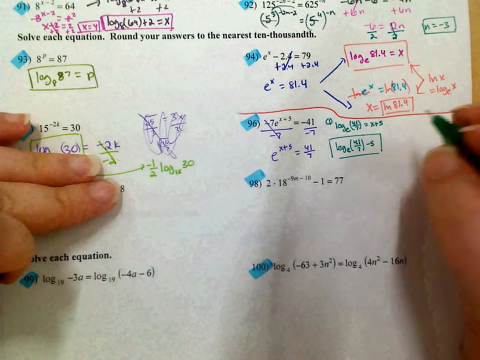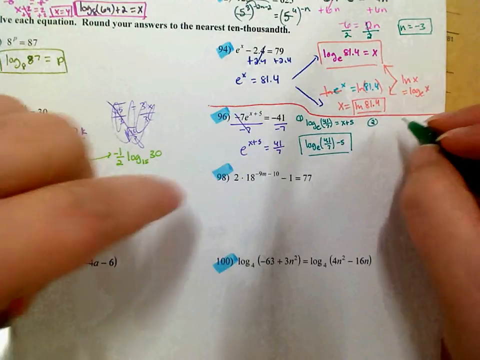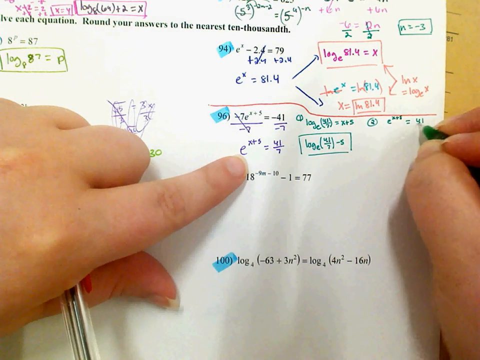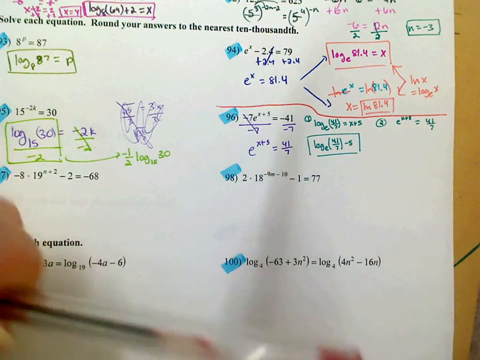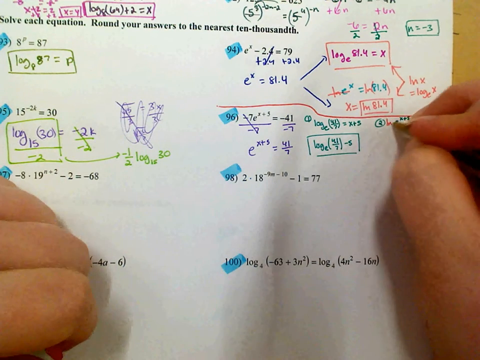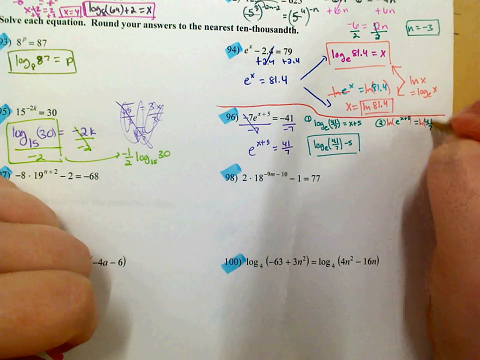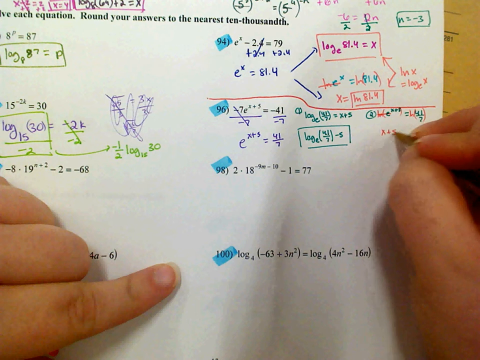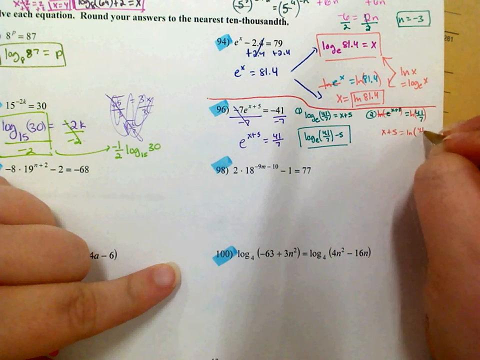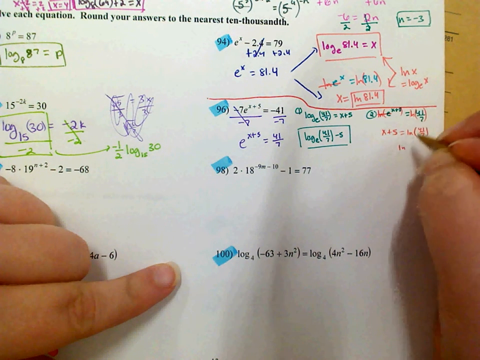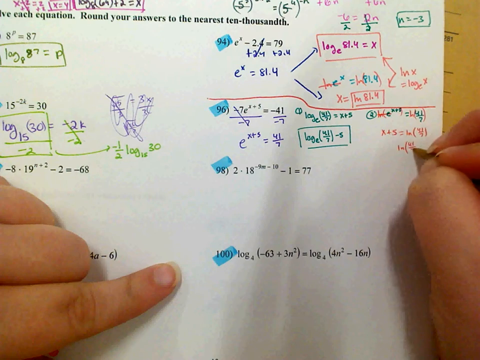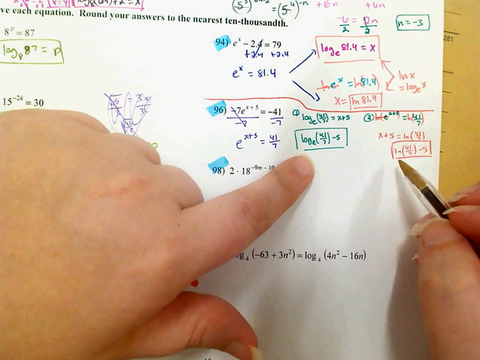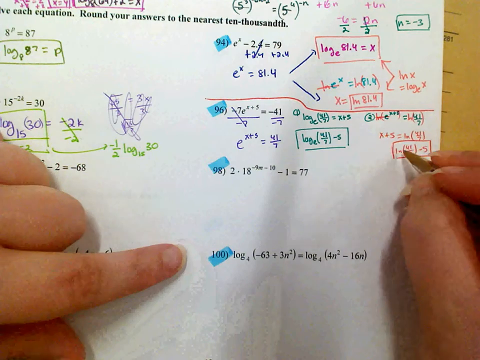Or when I have e to the x plus 5 equals 41 over 7, I can just take the natural log of both sides. So natural log of this and natural log of that. Those cancel each other out, and I'm left with x plus 5 equals the natural log of 41 over 7, and then just subtract 5. So natural log of 41 over 7 minus 5. And then keep in mind, these are the same because natural log is log base e. It's just another way to write it.